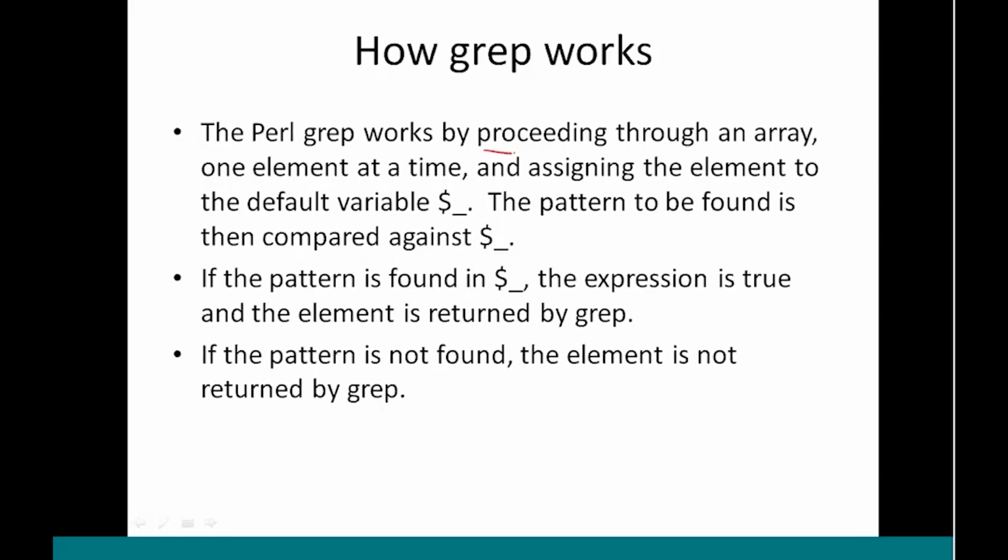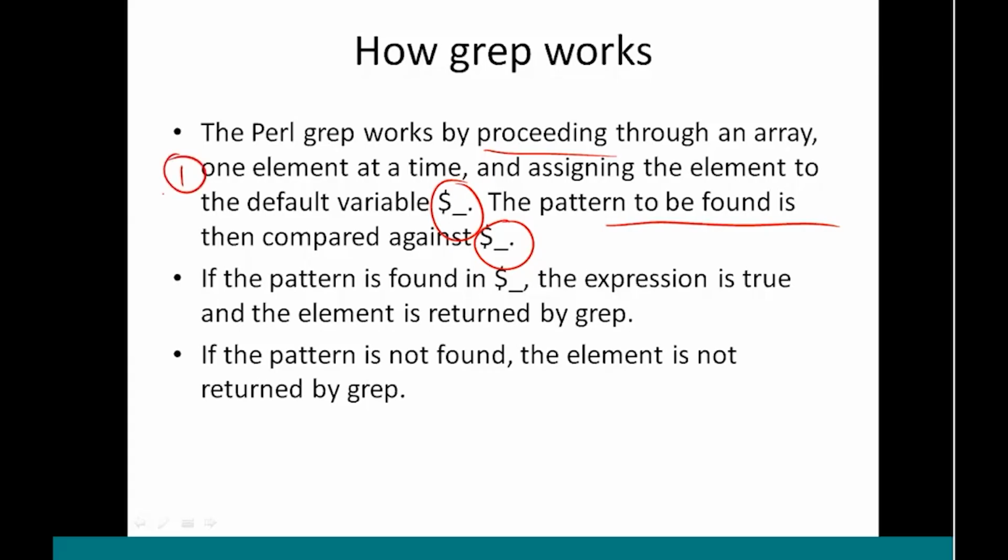Basically the grep works by proceeding through an array one element at a time, assigning the element to the default variable $_. This we know about the $_, it's pretty much common. Then the pattern to be found is compared against the $_. So it goes through these two operations.